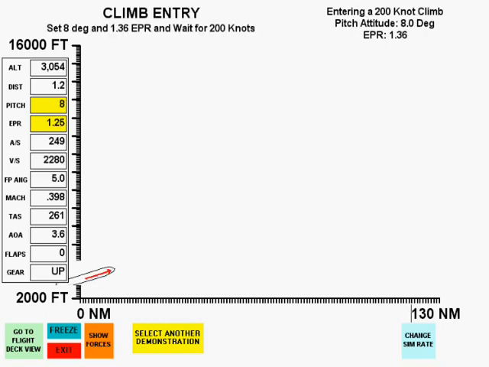We will enter a 200 knot climb, which will require a pitch attitude of 8 degrees and an EPR setting of 1.36. Both the pitch attitude and EPR setting will be set together because this is a changing both flight path and airspeed situation. Notice that the airspeed will stabilize at 200 knots.